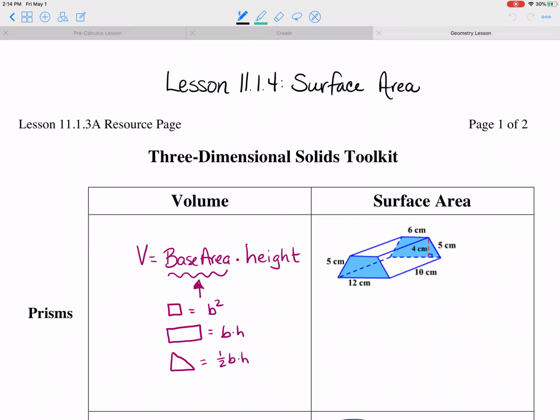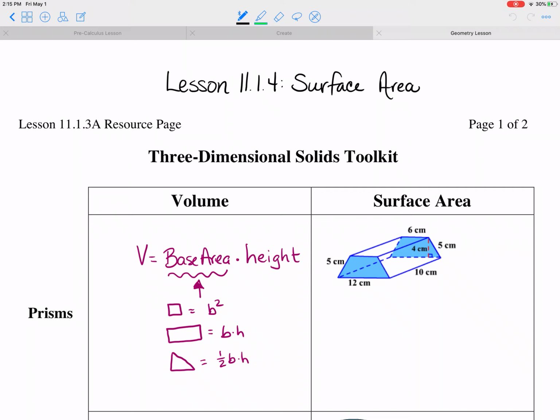So let's start back where we were at the beginning when we started talking about prisms, just so you have everything in the same place. These are a continuation of the notes that we did on Wednesday of last week. So basically for surface area, you want to find the area of all surfaces and then add those areas together.